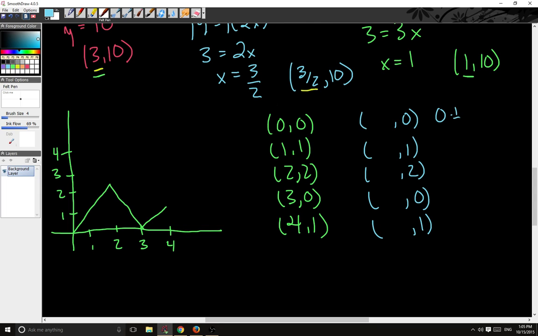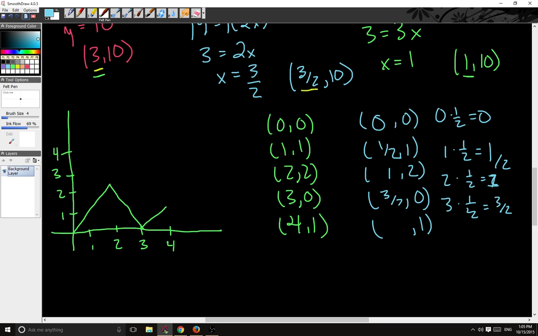So 0 times 1/2 is 0. 1 times 1/2 is 1/2. 2 times 1/2 is 1. 3 times 1/2 equals 3/2. 4 times 1/2 equals 2.